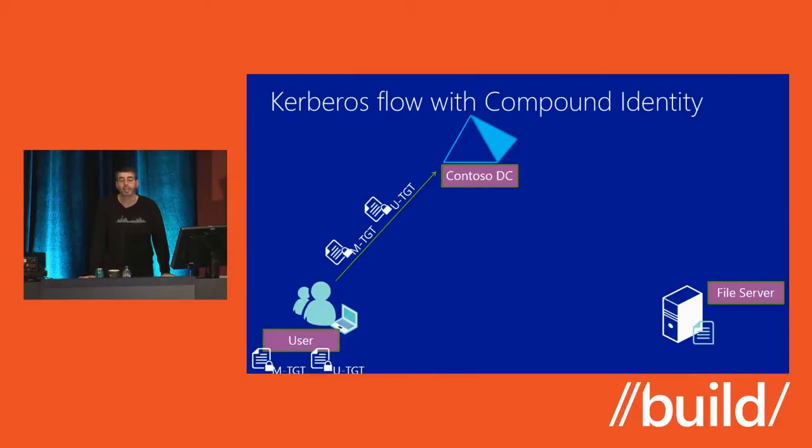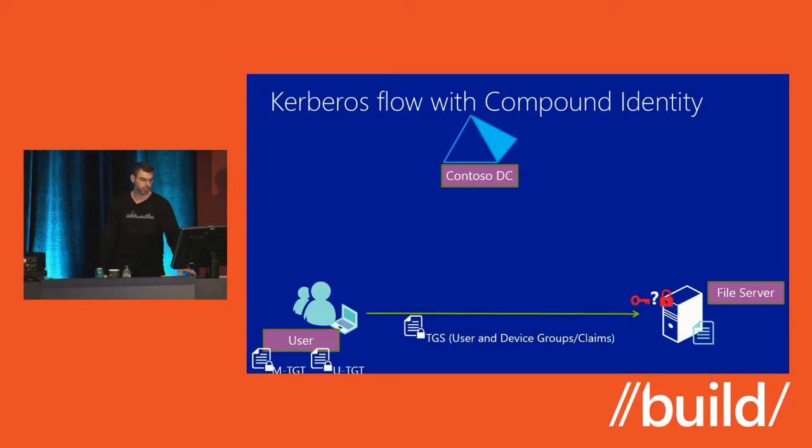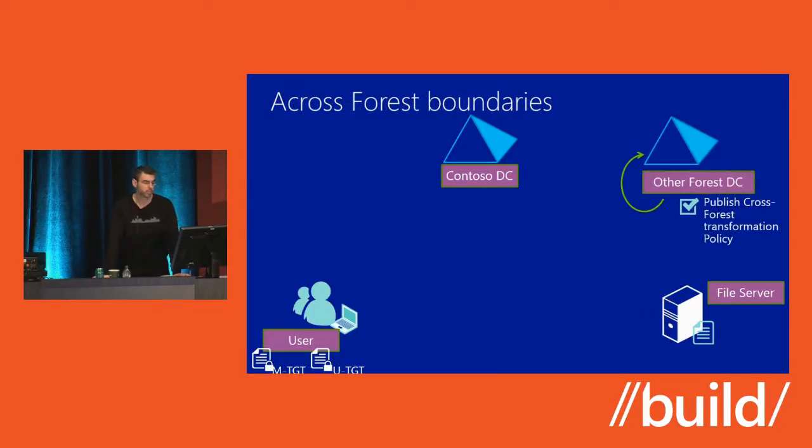All right, now what about compound identity? Compound identity is not something I talked a lot about, but when you think about it, it has to be there in order for us to do this device claim thing. What we're really doing is we're taking the ticket granting ticket of the machine and the ticket granting ticket of the user, and we're presenting both of them to the DC. This is an extension to the Kerberos messaging model. And we get back a composite ticket that has claims and groups for both. Send that to the Windows Server 2012 file server, and they got access.